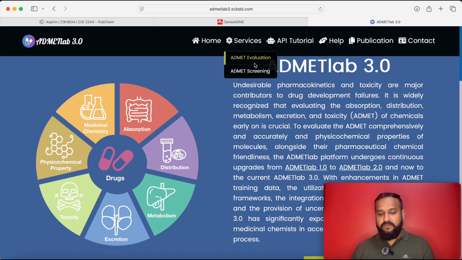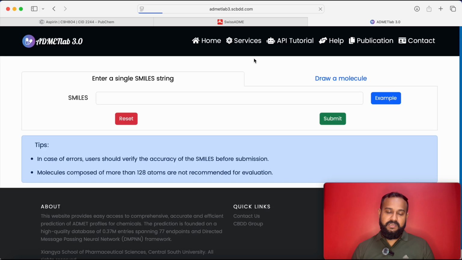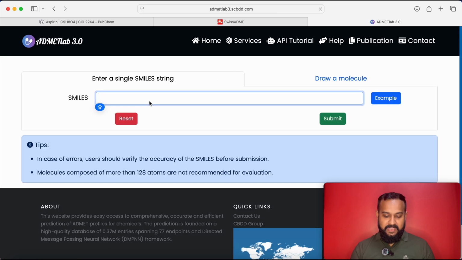You can go to the services, go to the ADMET evaluation or screening. Let's suppose I go on to ADMET evaluation. I already have the copied SMILES, which I can paste.